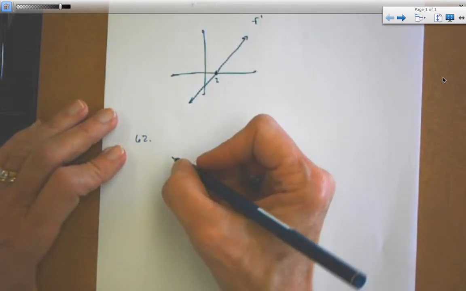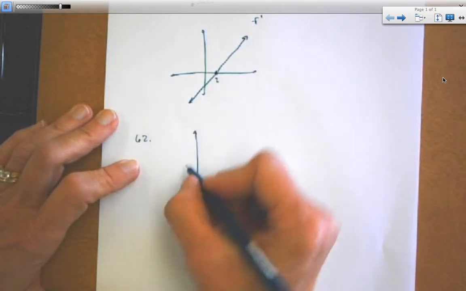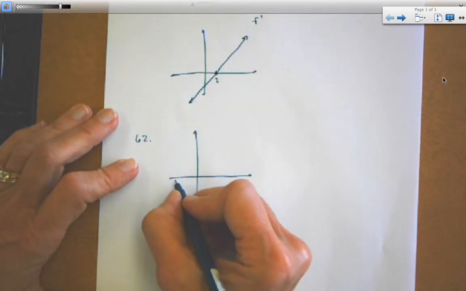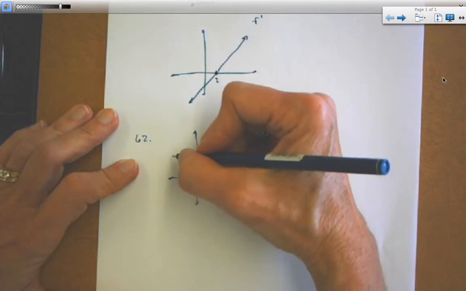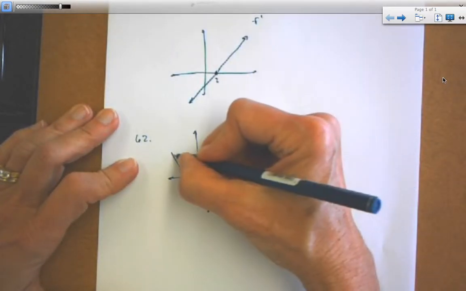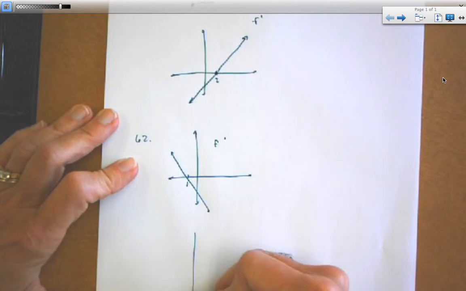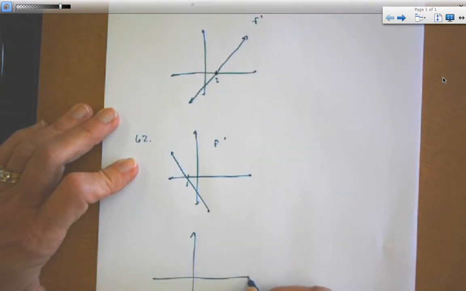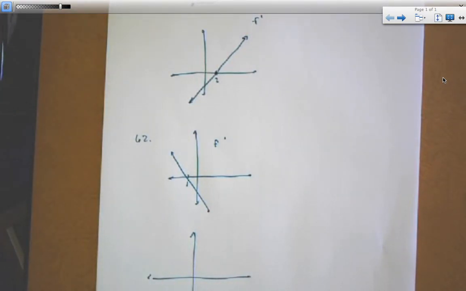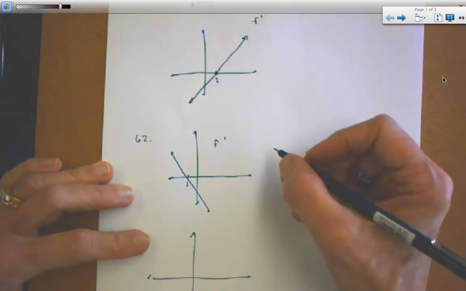All right, this time they give me the graph of the derivative. And this is at 1. Okay, so this is f prime, and I've got to sketch the graph of f. All right. That says identify the intervals when f is increasing or decreasing. Estimate the values when f is a relative max or min. So I don't have to sketch the graph. I can just do where it's increasing and decreasing.